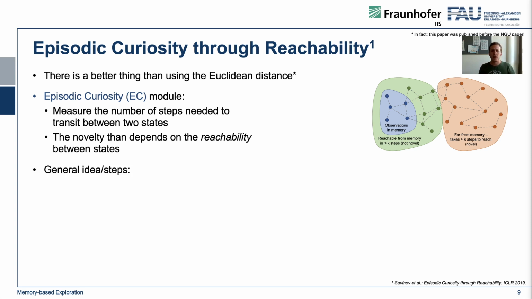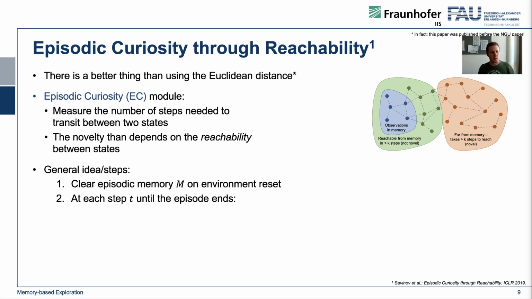What's the general idea? As we also did in the beginning, we clear the episodic memory on an environment reset. This is something that I didn't say in the beginning, but I think it was somehow clear that the episodic memory is reset when we start the episode again. And then at each time step t until the episode ends, we do the following. First, we compare the state st with all the states we already have in memory.